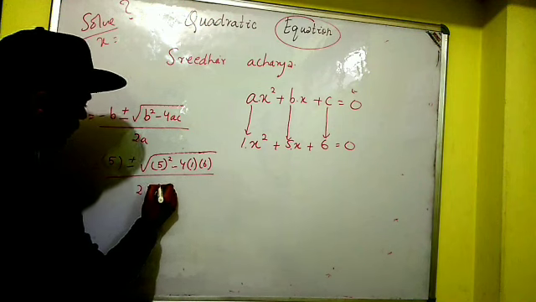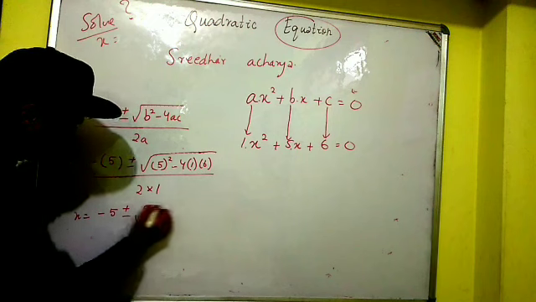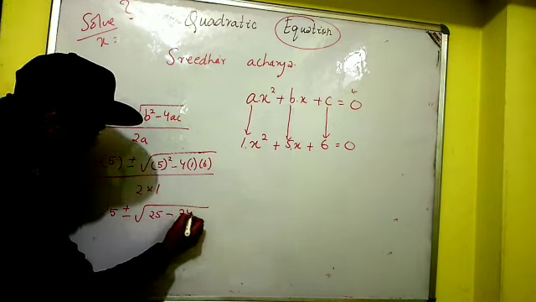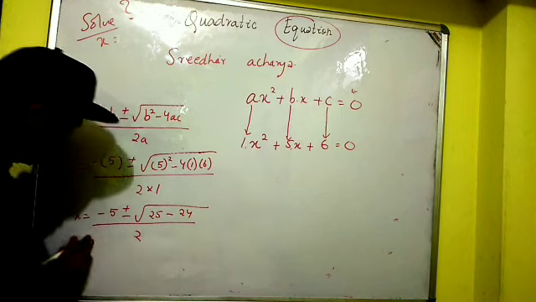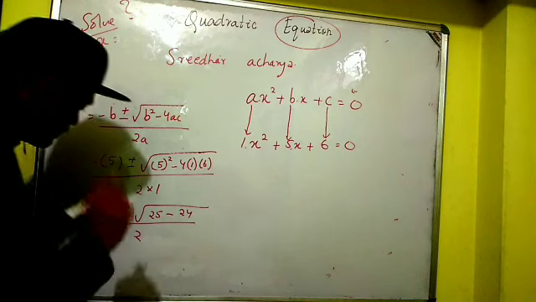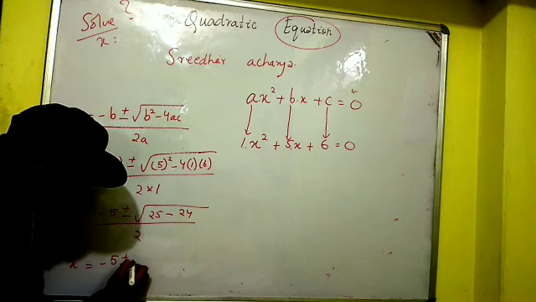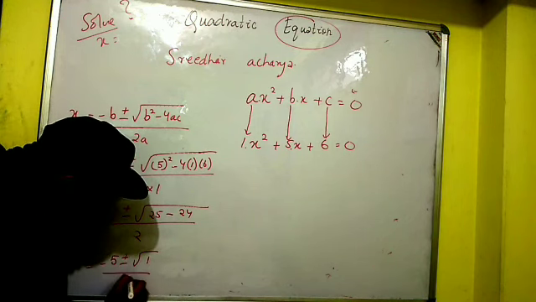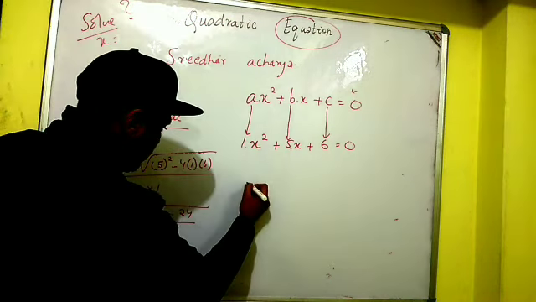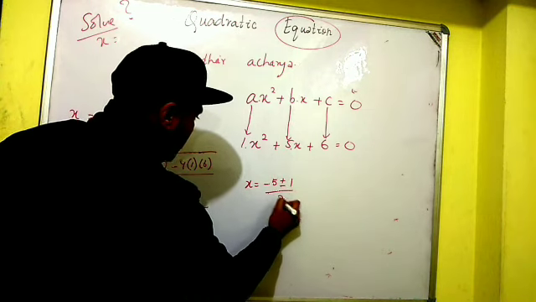So this is 2 into A, which is 1. So x is equals to minus 5 plus minus root under 5 square, 25, minus 4 times 6, which is 24. This is whole divided by 2. You must be wondering what this plus and minus is. So we'll discuss it. Okay, wait. So x is equals to minus 5 plus minus root under 1. Alright, so what is the square root of 1? Square root of 1 is 1. So I'll continue it here. x is equals to minus 5 plus minus 1 divided by 2.